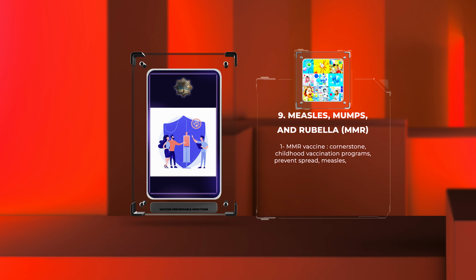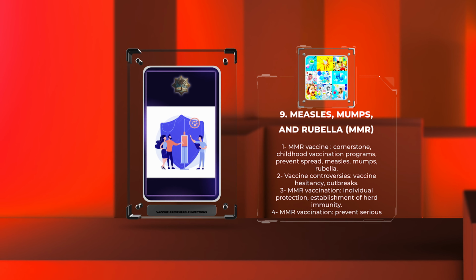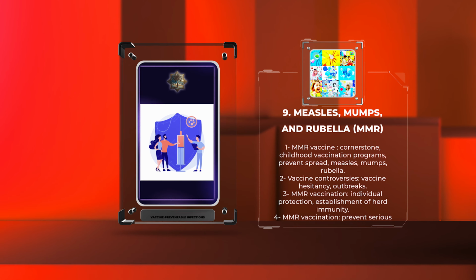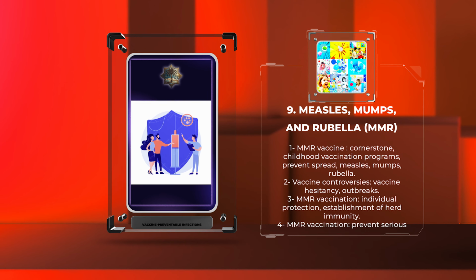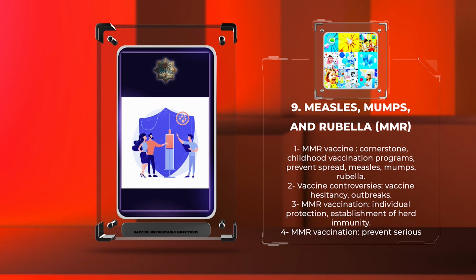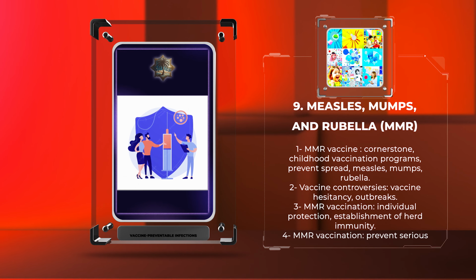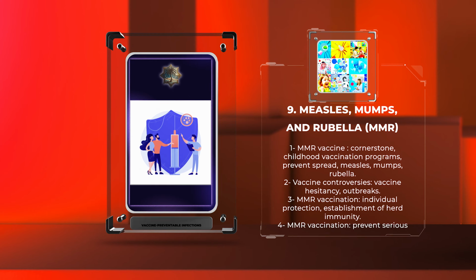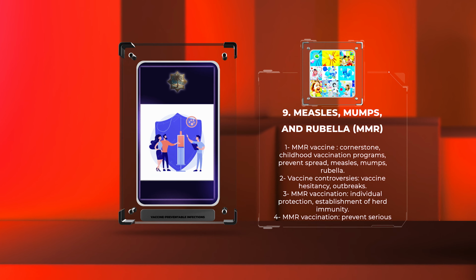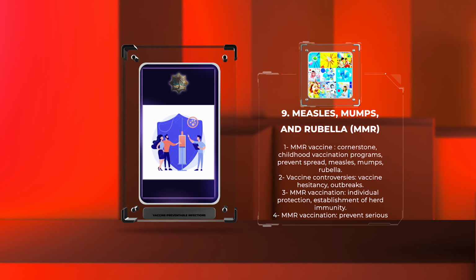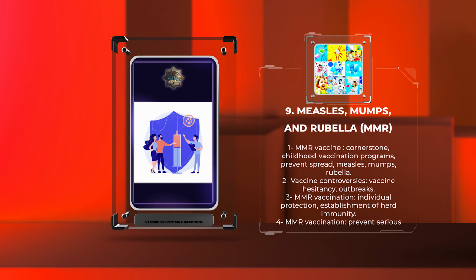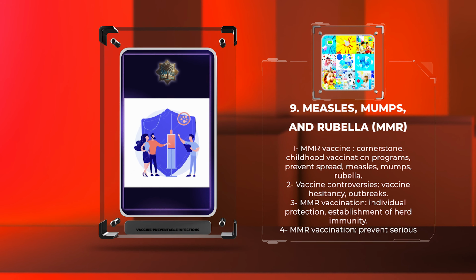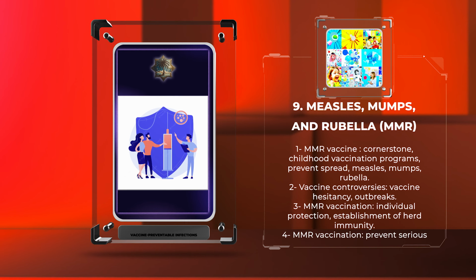The MMR vaccine has been a cornerstone of childhood vaccination programs, effectively preventing the spread of measles, mumps, and rubella. Despite its success, vaccine controversies have emerged, leading to vaccine hesitancy and outbreaks in some regions. MMR vaccination not only provides individual protection but also contributes to the establishment of herd immunity, where a sufficient proportion of the population is immune, preventing the transmission of the diseases even among the unvaccinated.